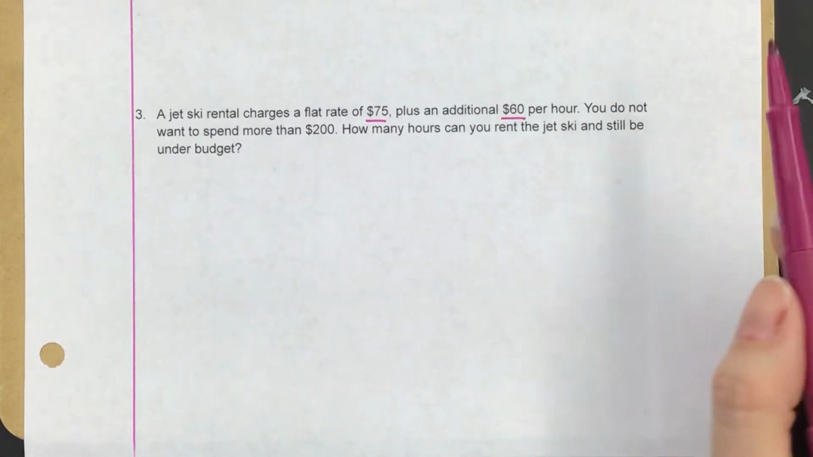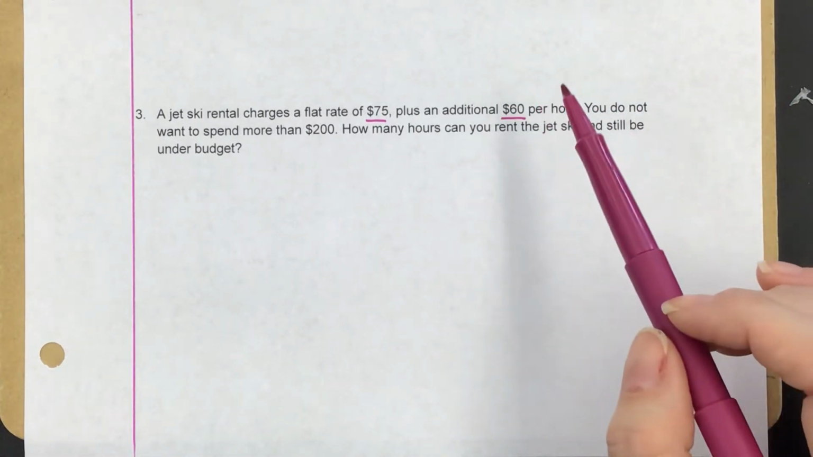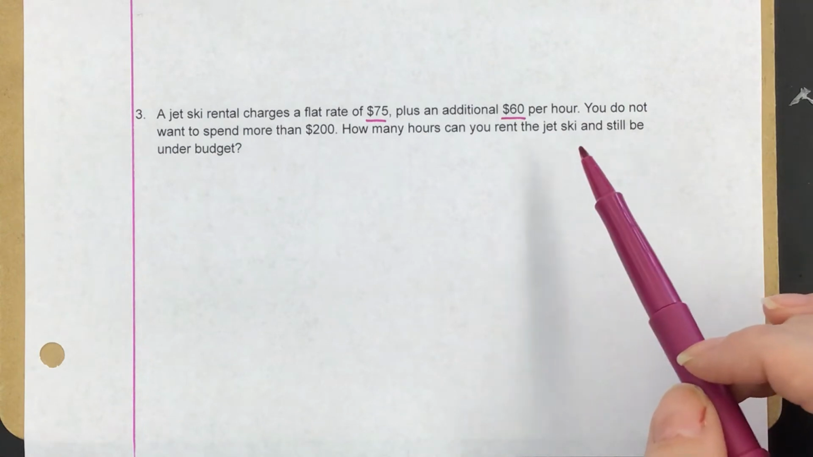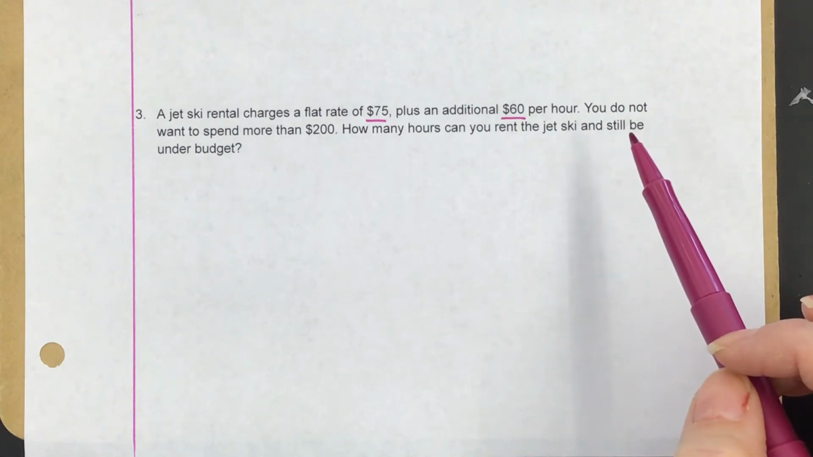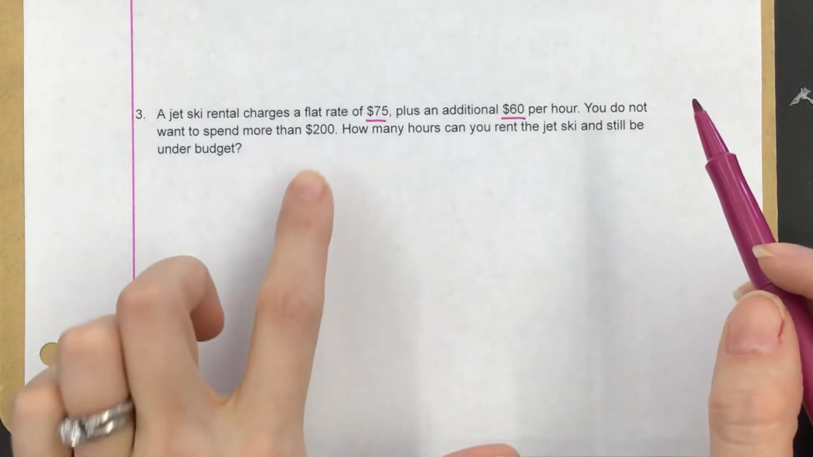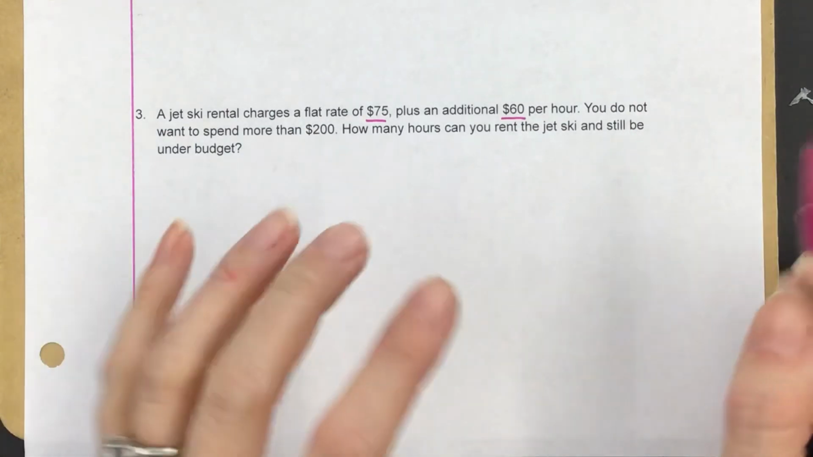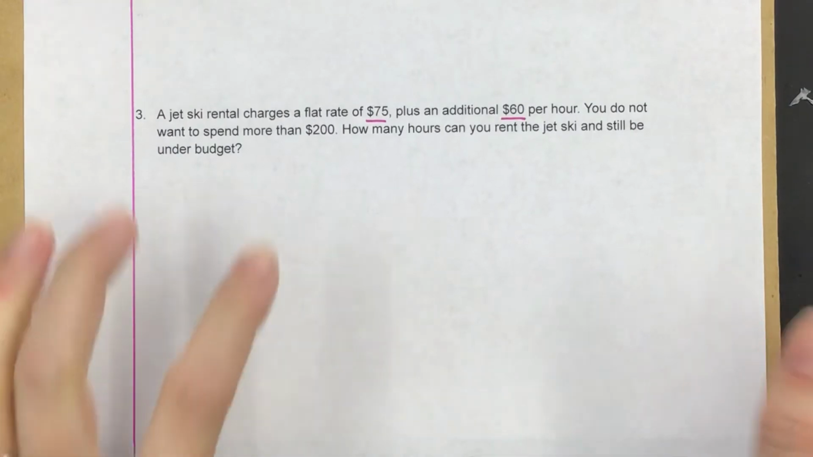And then it says you do not want to spend more than $200. How many hours can you rent the jet ski and still be under budget? Okay, so you can't spend any more than 200. That's you want to keep it under that. So we're going to do our rates.